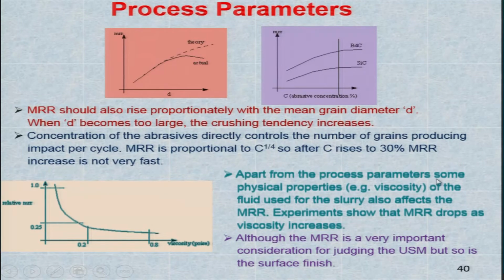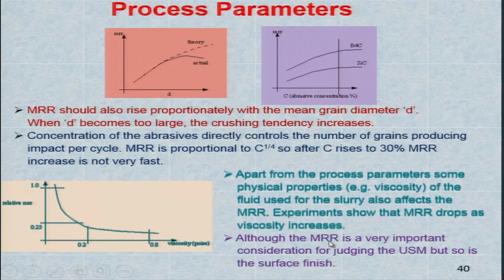Now, apart from the process parameters, some physical properties, for example the viscosity, also affect the MRR. The curve shown here shows what happens to the relative material removal rate as the viscosity of the fluid used for the slurry increases. Experiments show that the material removal rate drops as the viscosity increases. As the viscosity increases, the fluid will be more viscous, and therefore the material removal rate will be less.